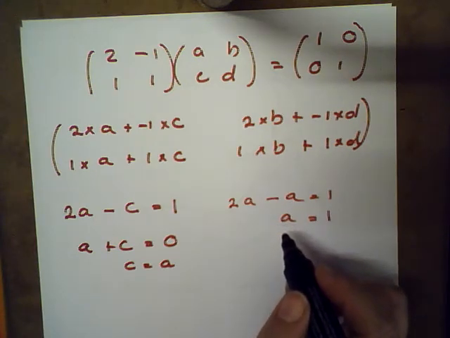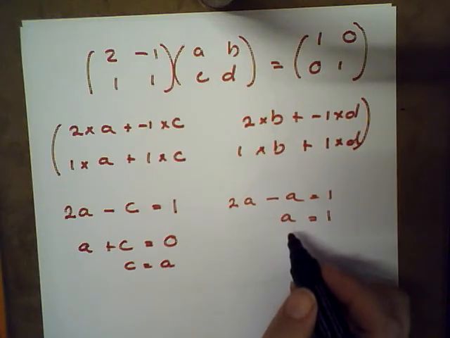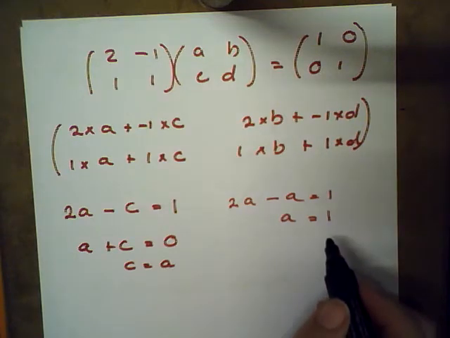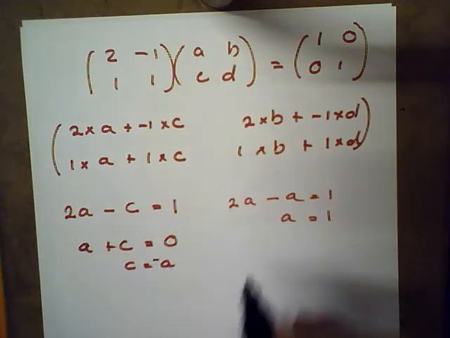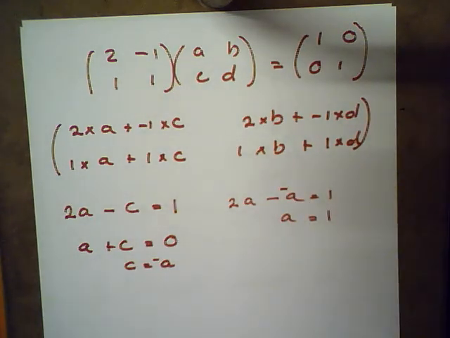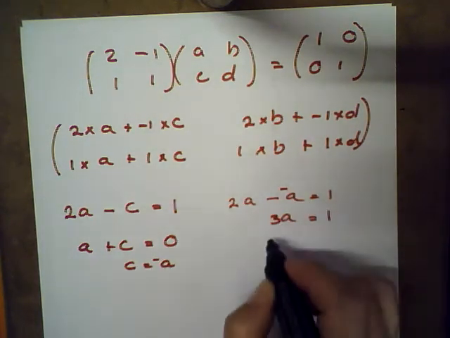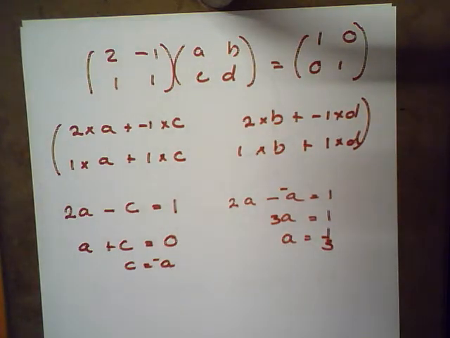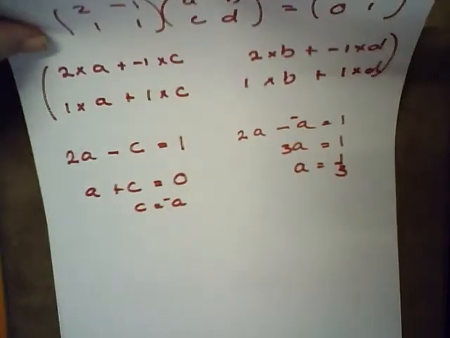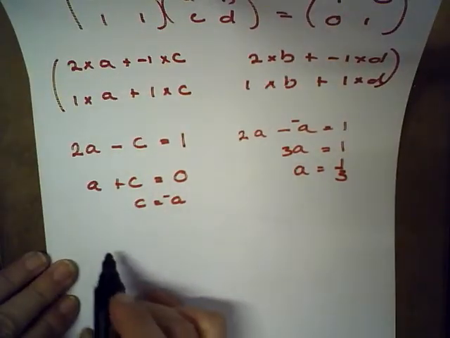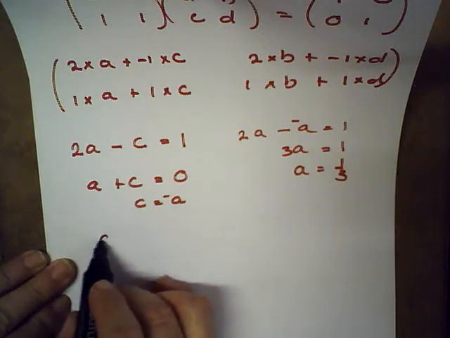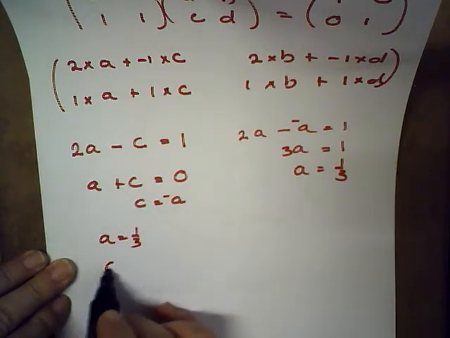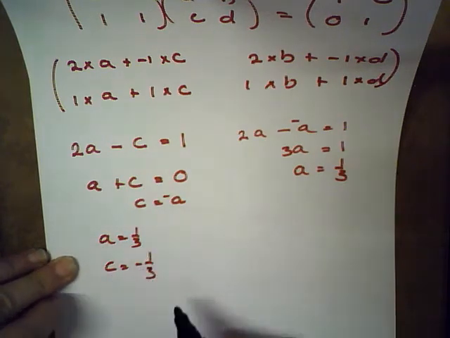What did I do wrong here? Let me quickly check. 2a minus, there you go, negative. Okay, so that would give me 3, and then a would be a third. Okay, good. And then because a equals a third, c would be negative a third.